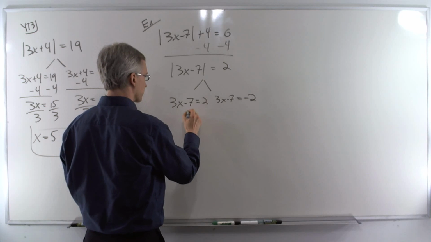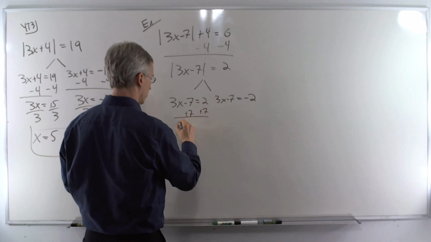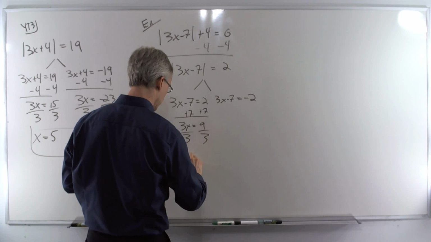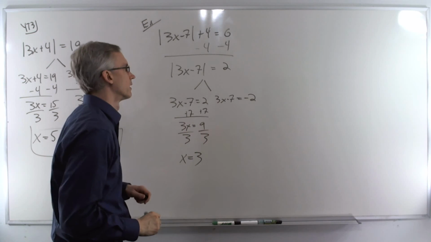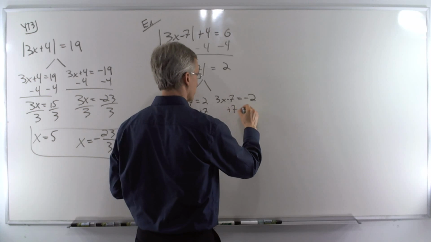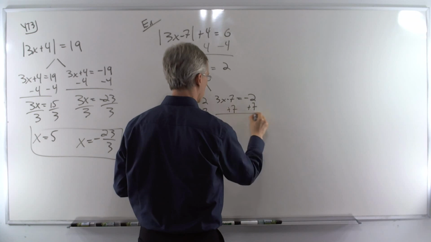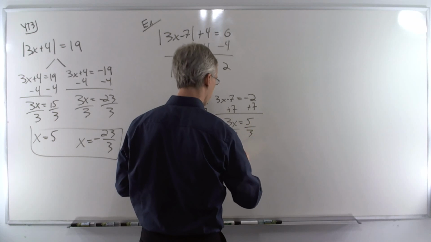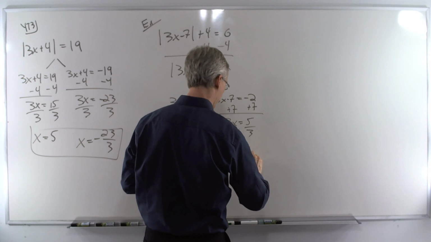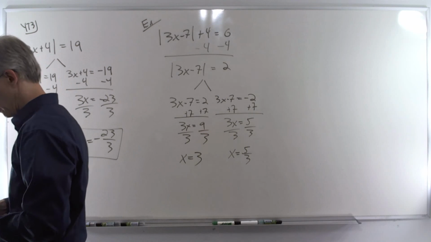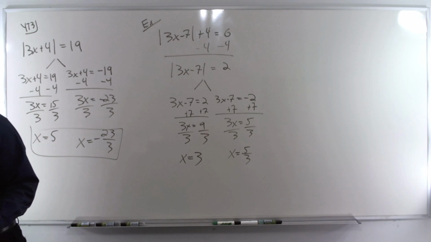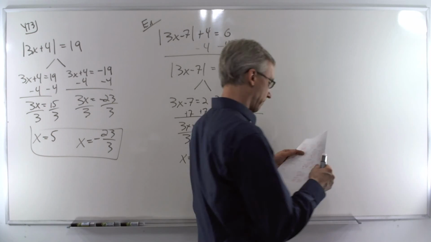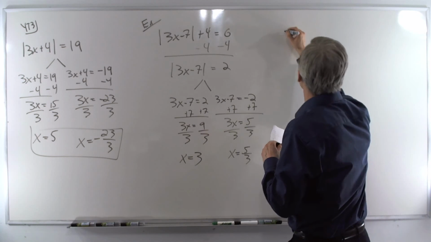Okay, solving these. Plus 7, we get 3x equals 9, divided by 3, and x equals 3. And on this side, plus 7, 3x equals 5, divided by 3, and x equals 5/3. And as usual, make sure you plug them in and check. Your turn, number 4.